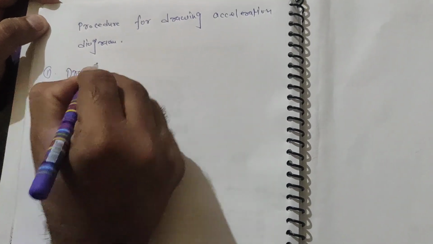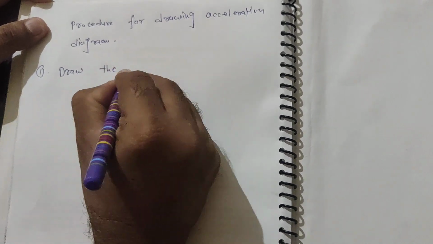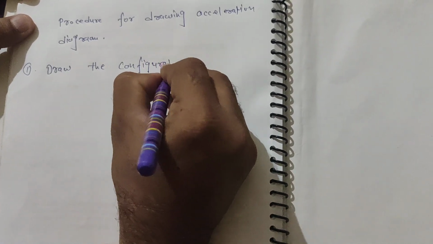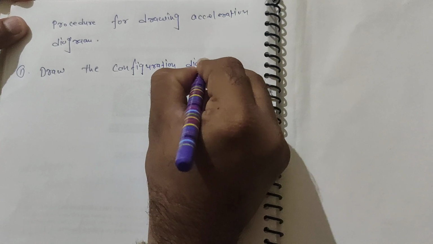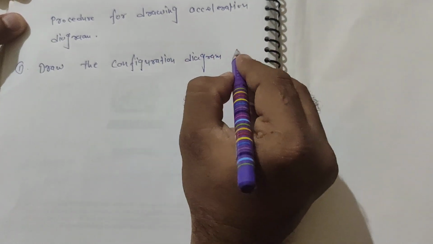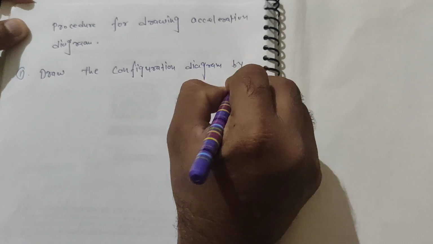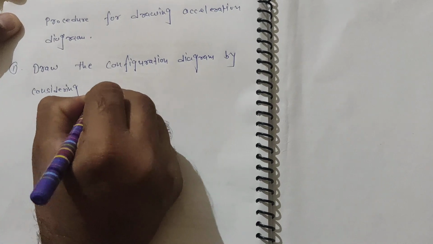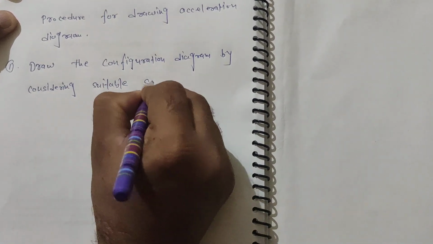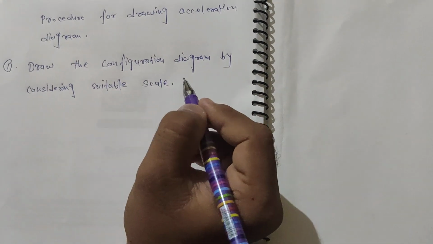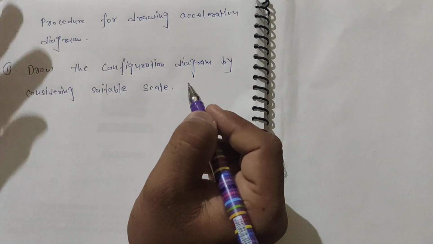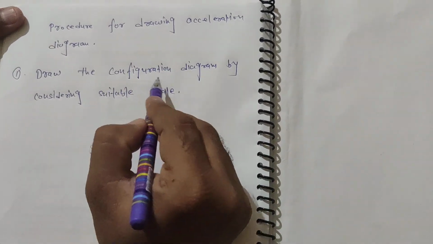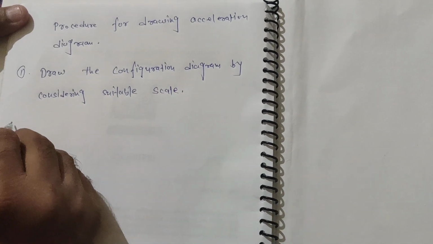Draw the configuration diagram by considering a suitable scale. So the scale, we can say, may be 50 mm equal to 1 centimeter, or whatever scale you have to consider at a convenient scale. Okay, so draw the configuration diagram by considering a suitable scale.